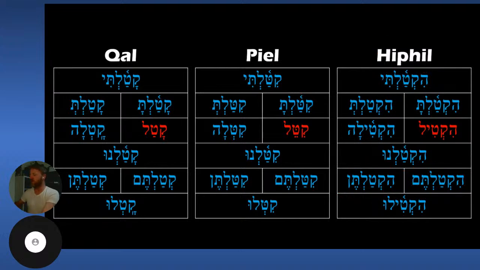This is the pattern that everything wants to follow, but because of weak letters, all of these letters cause problems.